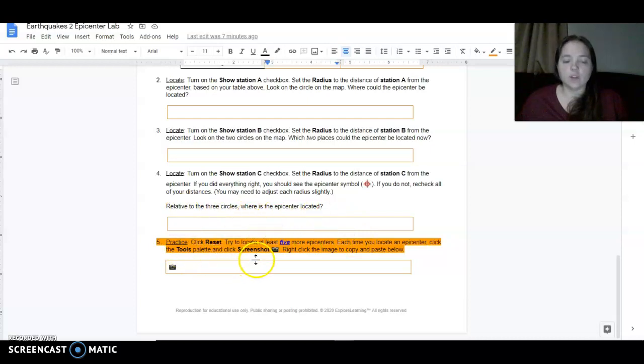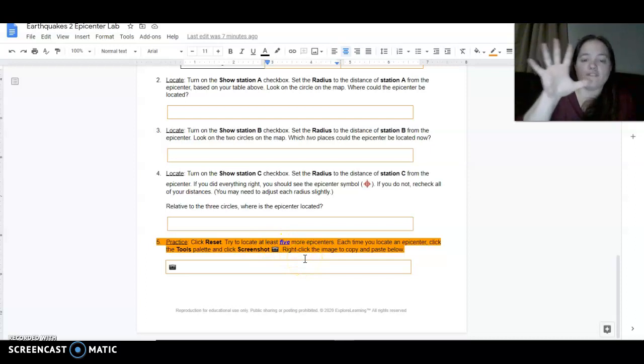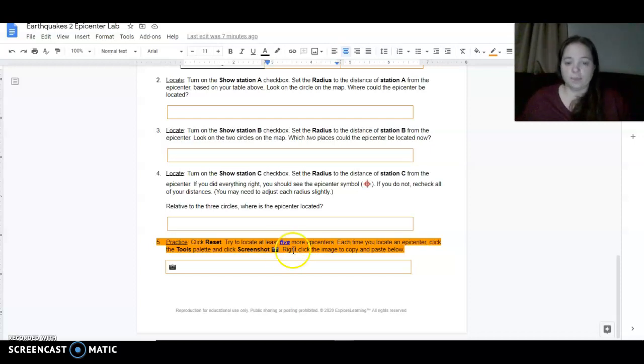All right, so then after you're done with that, you're going to try to locate at least 5 more. So I want 5 of them. Each time you locate an epicenter, click the Tools palette and select Screenshot. Right-click the image and copy and paste below. So I require 5 of them. 10 points off for each one you do not put on there. You don't put the 5 on there, you get a 50. So you need all 5.